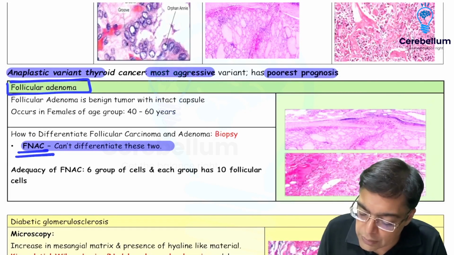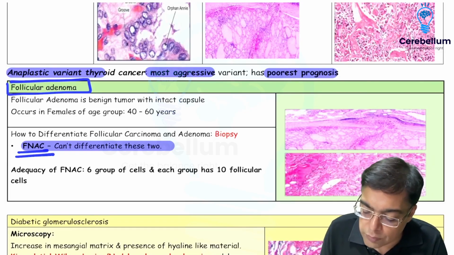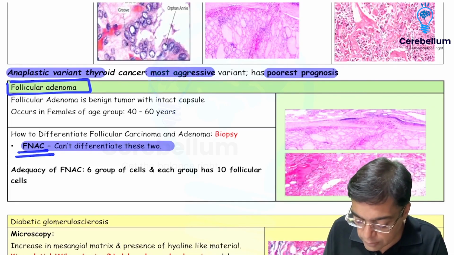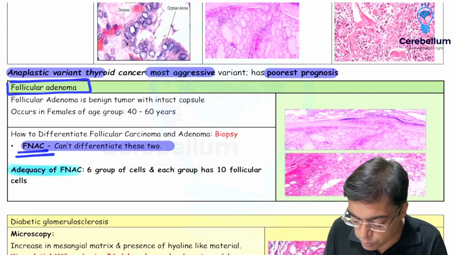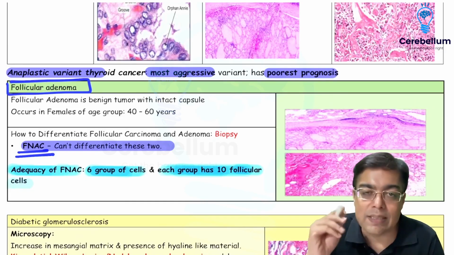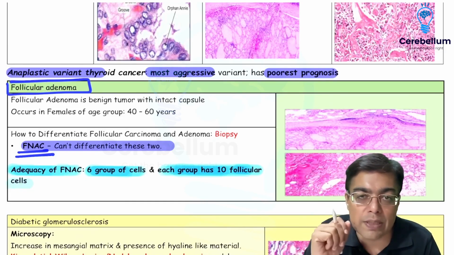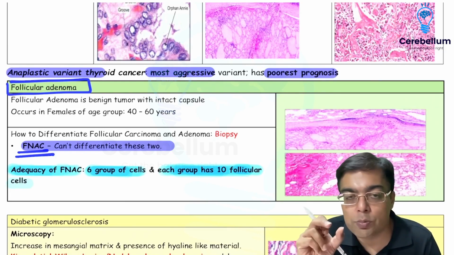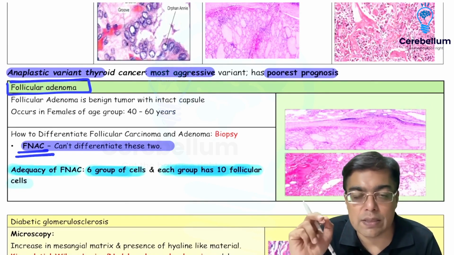And the moment I am thinking in terms of something like FNAC, I am reminded of the Bethesda scoring that is going to be seen for the thyroid. Adequacy of thyroid sampling is to be ensured. So the adequacy is that we need to have at least 6 groups of cells, and each group of cells should be having 10 follicular cells each. If that is the number of cells that you're having, that means the tissue that you're getting is sufficient. It is going to be adequate. 6 groups of cells and each group having 10 cells each.